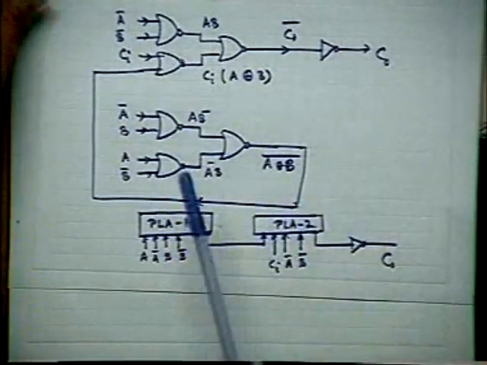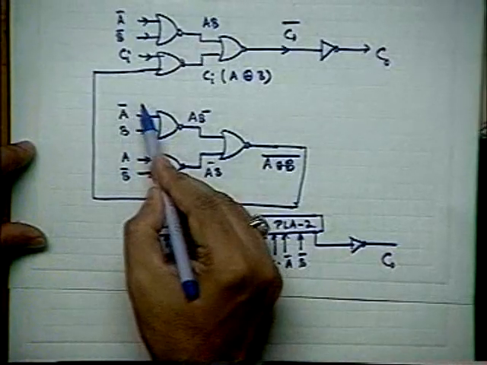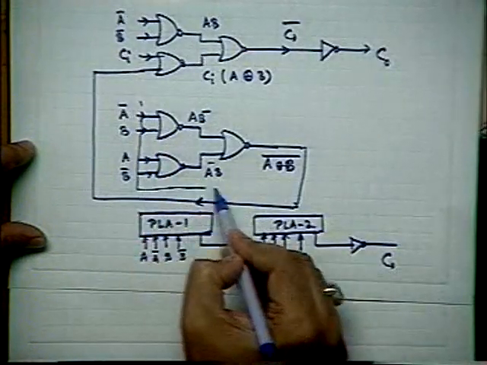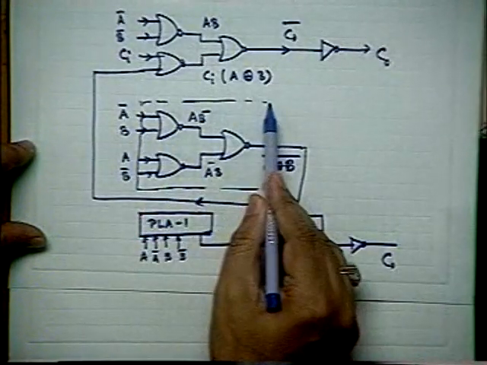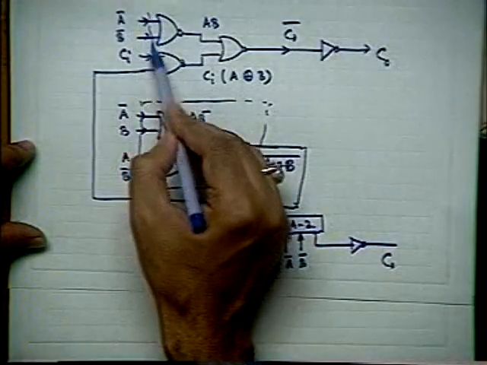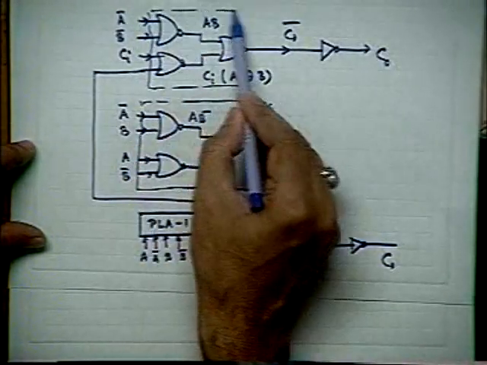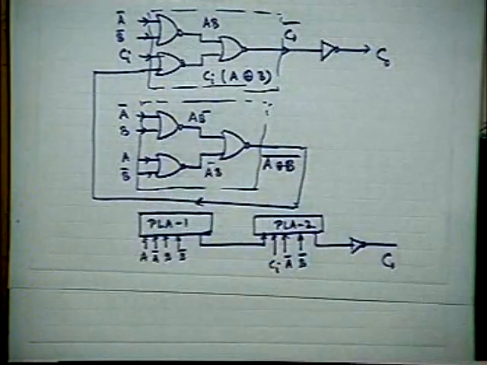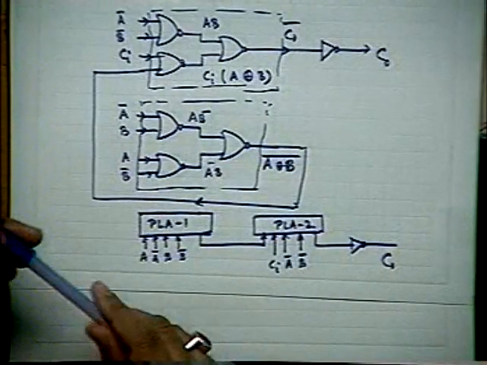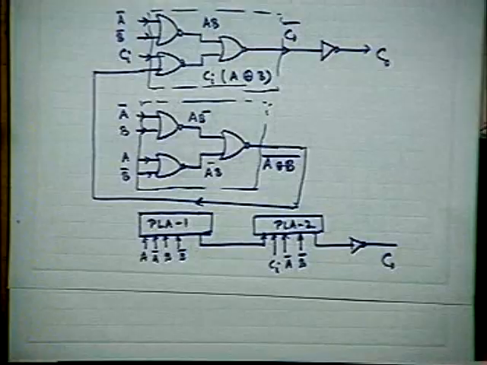And the whole thing can be divided. Therefore, what I am trying to say is that if I want to produce the PLA of a big set of functions, then I can divide them into a number of smaller PLAs, and then interconnect them suitably to produce the final functions. Can you tell me what is the usefulness of this approach?